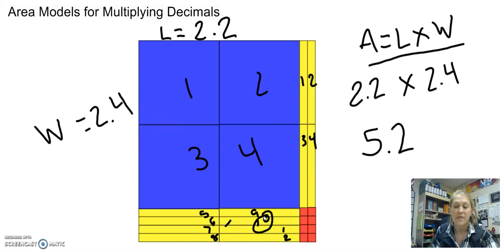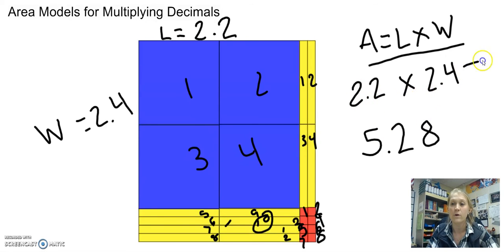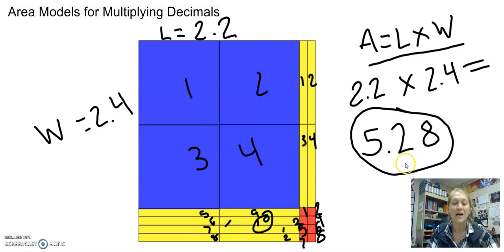And now that I know that I have 2 tenths, I need to look at how many hundredths I have. So let's go ahead and look. We see that we have 1, 2, 3, 4, 5, 6, 7, 8. I have 8 hundredths. So I'm going to put an 8 in the hundredths place. So now I know that 2 and 2 tenths times 2 and 4 tenths equals 5 wholes and 28 hundredths.